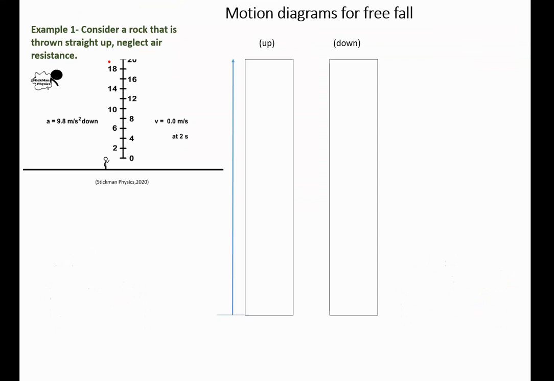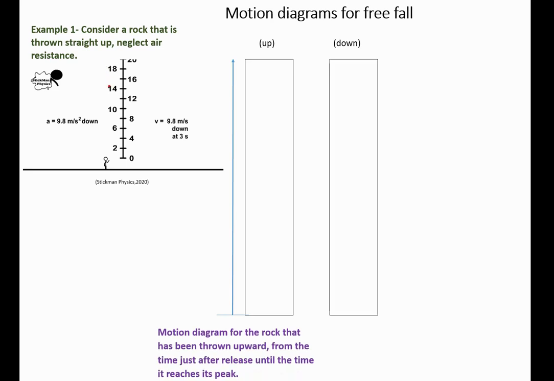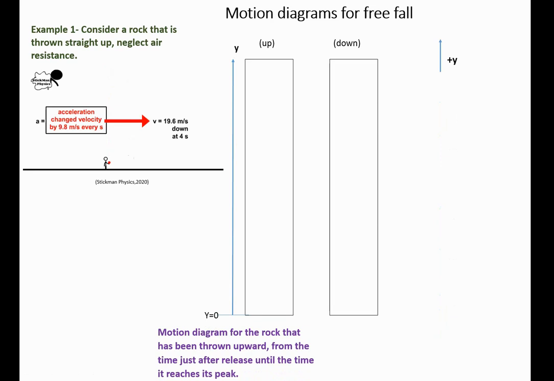Okay, so as the first example, let's consider a rock that is thrown straight up. Let's neglect air resistance. First, let's draw a motion diagram for the rock that has been thrown upward, from the time just after release until it reaches the peak. Now, first I'm going to define a coordinate system. I'm going to take up as positive, and also I'm going to consider the launch position as the reference level. So this is my reference point.